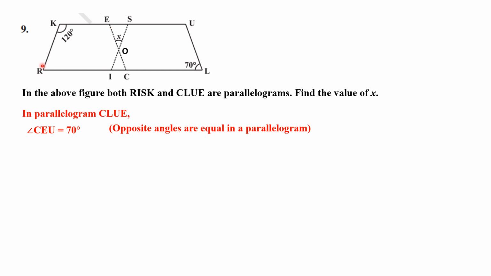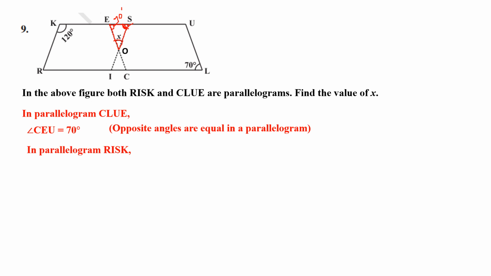Now next I will take the other parallelogram, which is RISK. And in RISK, I am going to find the value of angle S here. Now why am I finding this angle? Because I have to find this x. So what I am trying to do, I am going to take this as a triangle, okay? And I am going to find this angle and this angle. Once I know these two values, I can use the angle sum property for this triangle EOS, and I can get the value of x. So I already got that CEU, this angle, is 70 degree. Now I'm going to find this angle.